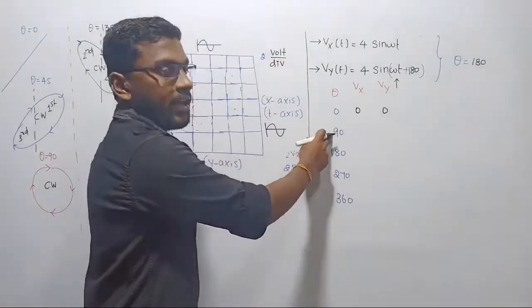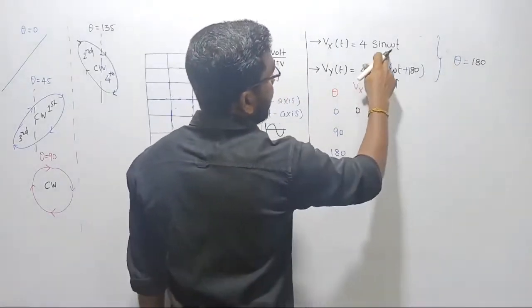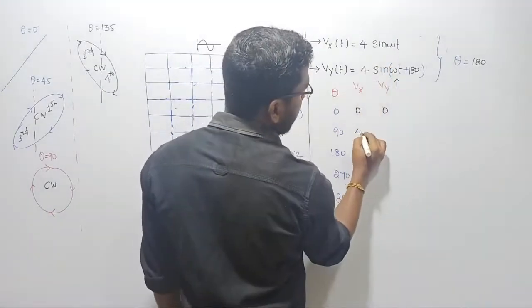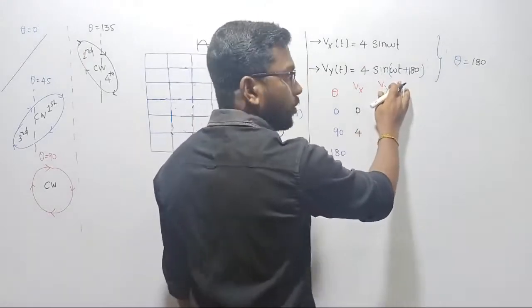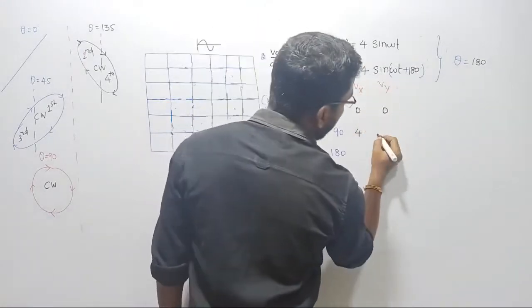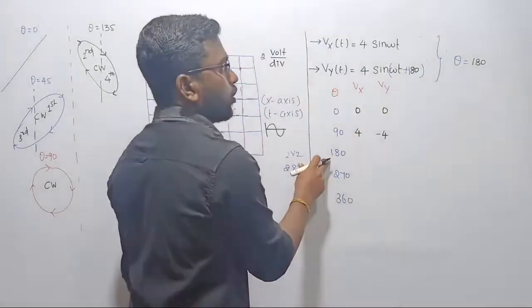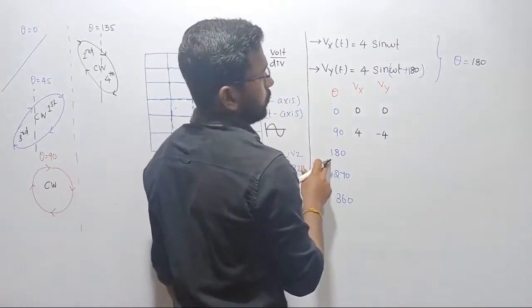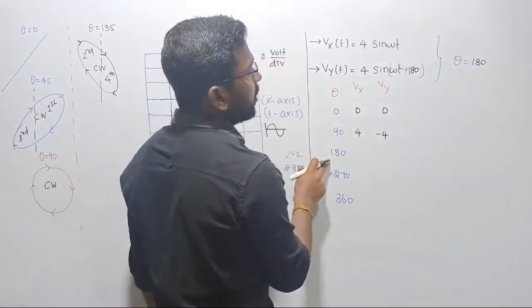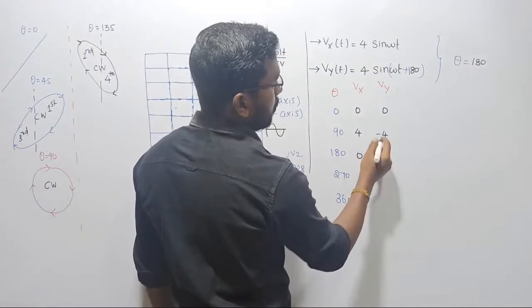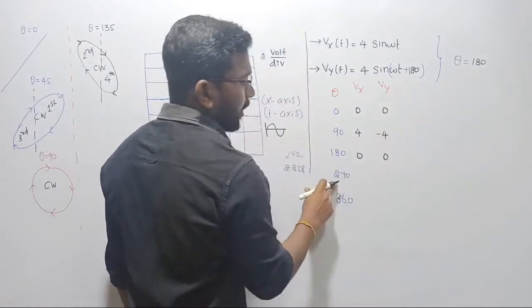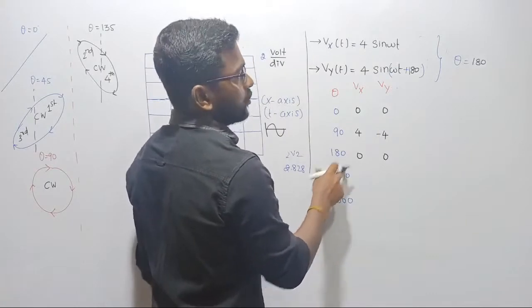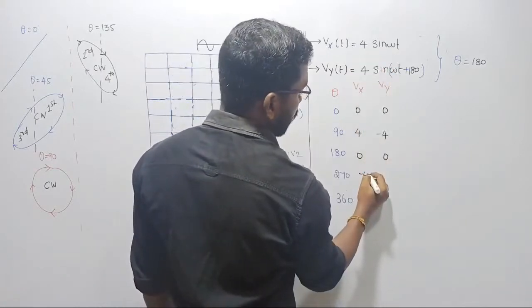Again at theta equal to 90. Sin 90, 1. 1 into 4 will become 4. Here 90 plus 180, 270. Sin 270, minus 1. Minus 1 into 4, minus 4. At theta equal to 180, sin 180, 0. Right? So it will become 0. 180 plus 180, 360. Sin 360, 0. Again 270, sin 270, minus 1. Minus 1 into 4, minus 4.